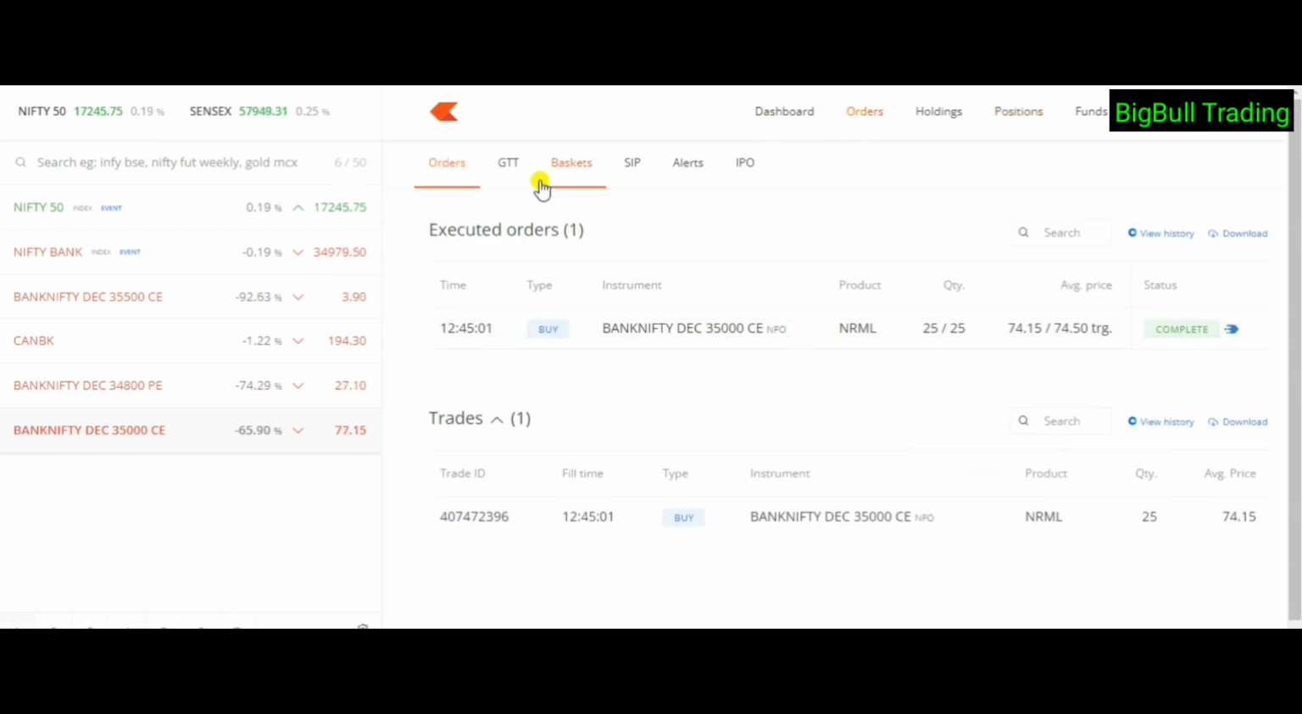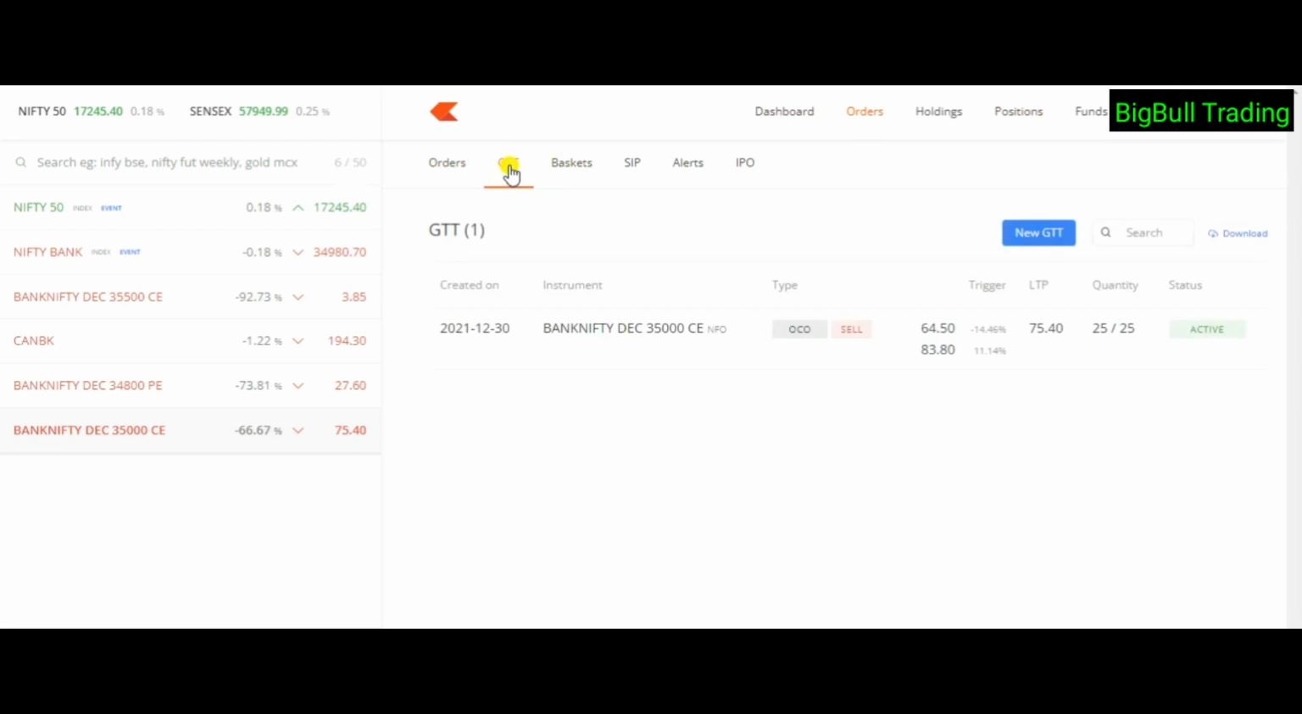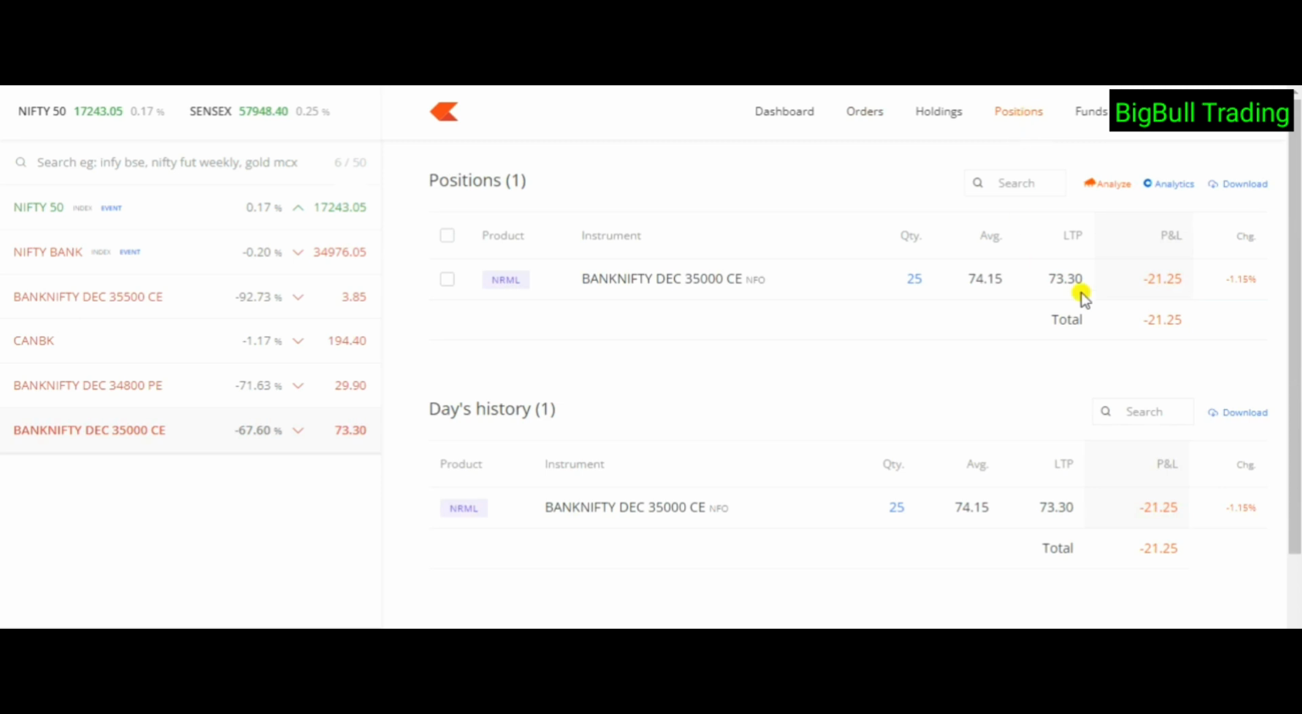And in the GTT, if we go, we see there are two orders. You have to go in the GTT, two orders are there. Whichever hits, we will get our side. So if it is 83, it will hit our target, and if it is 64.50, we will book our loss. This is how the order will now go. If we go to the positions, we see now we are at a loss of 28 rupees. It will move very fast, to either side.